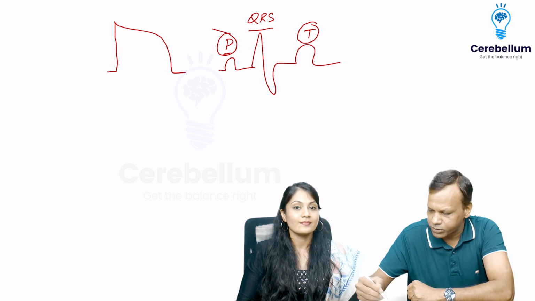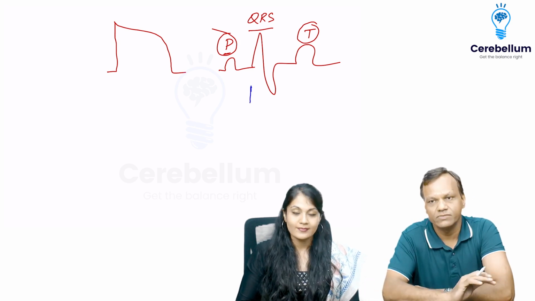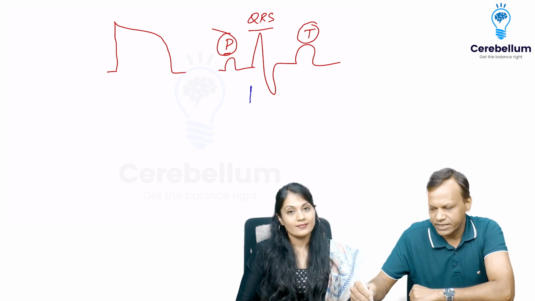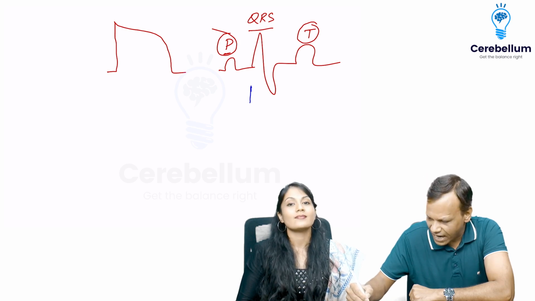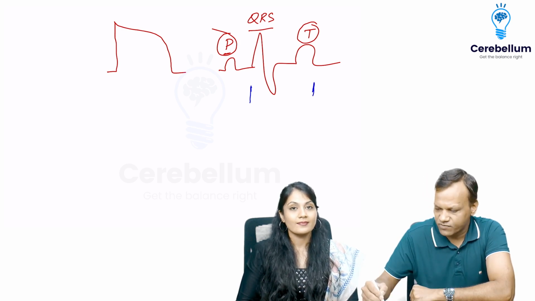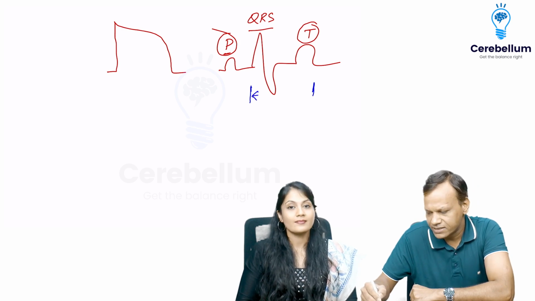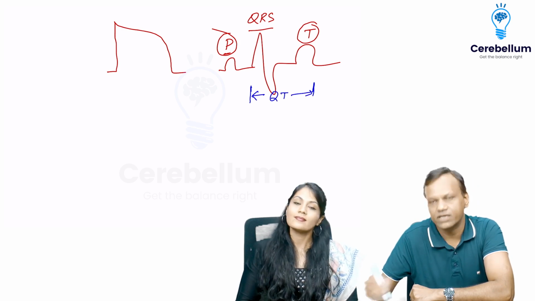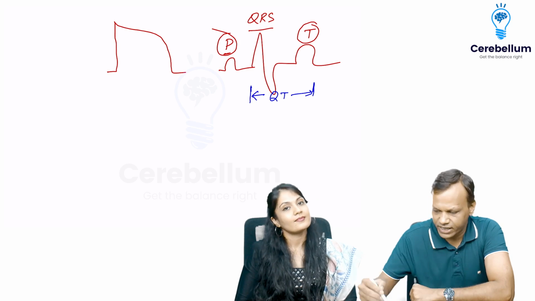So if we start from Q, ventricular depolarization starts. QRS is ventricular depolarization. T is ventricular repolarization. So if we end at the end of T, that means from start of Q to end of T, this time is called the QT interval. So QT interval, what does it signify?